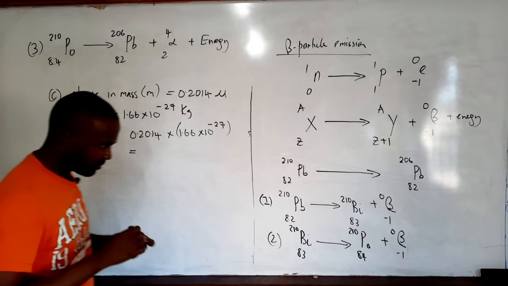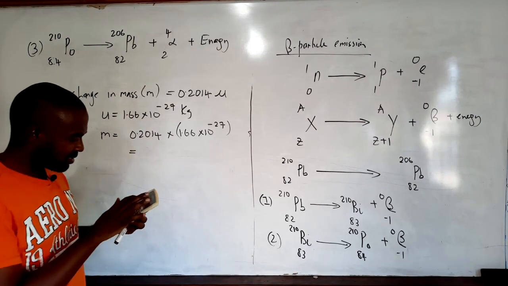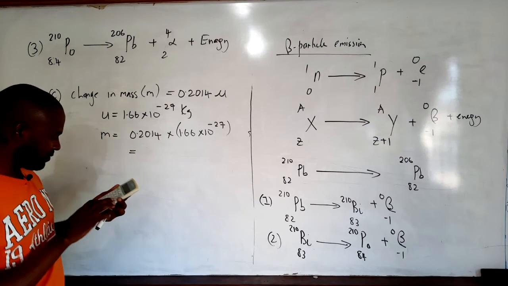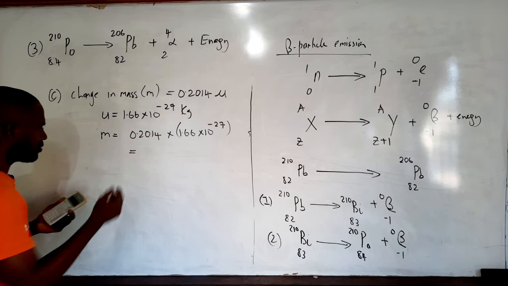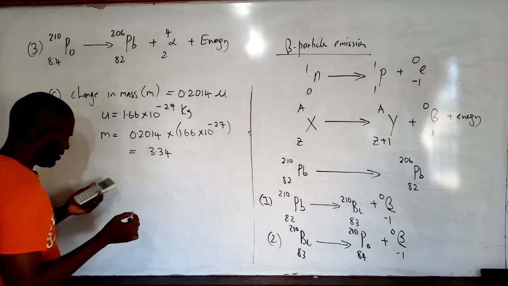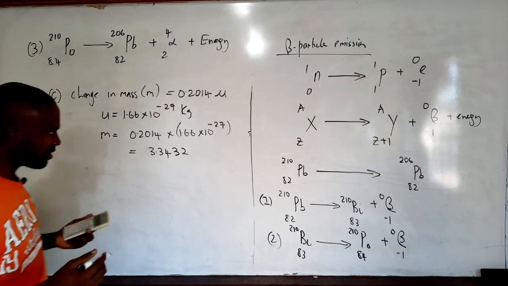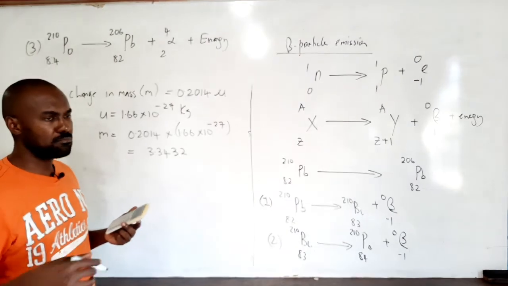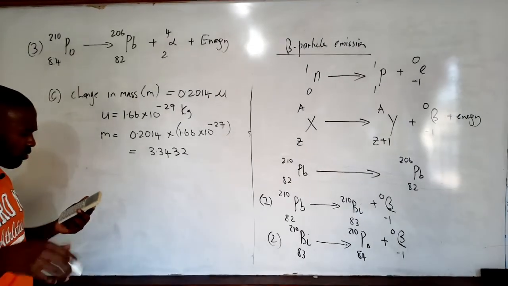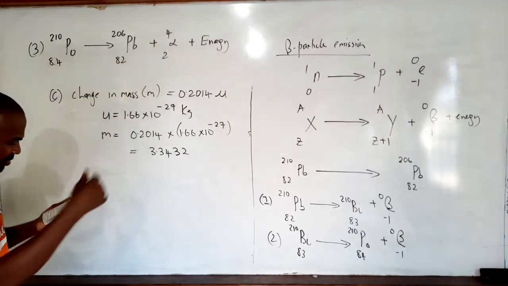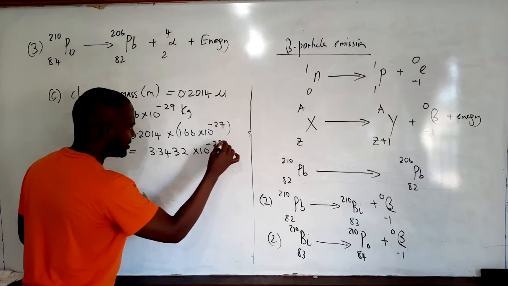And this gives us a calculator. So 1.66 exponential negative 27 times 0.2014 equals 3.3432. Since we're in the middle of a calculation, we want to use as many decimal places as possible, so don't round off too quickly in the intermediary steps. So 3.3432 times 10 to the minus 28 kilograms.